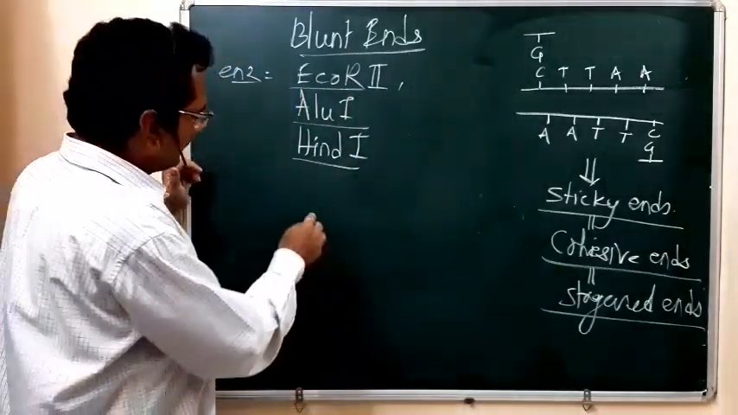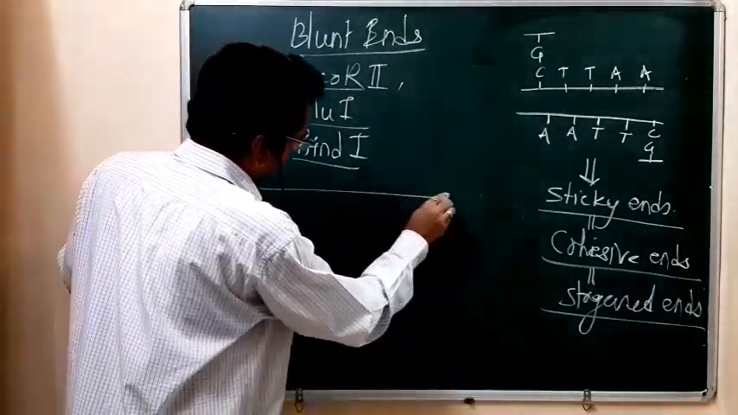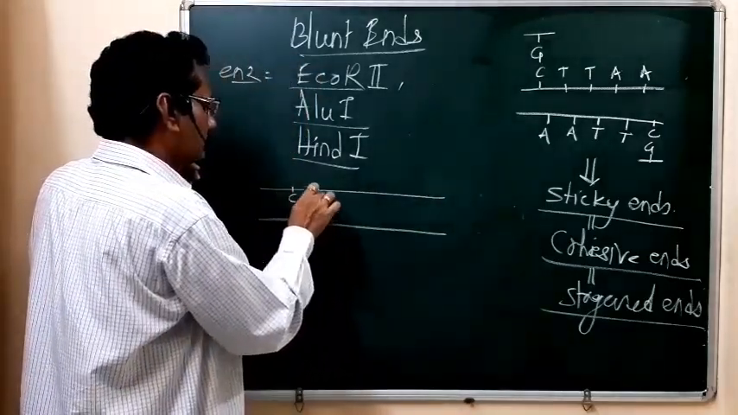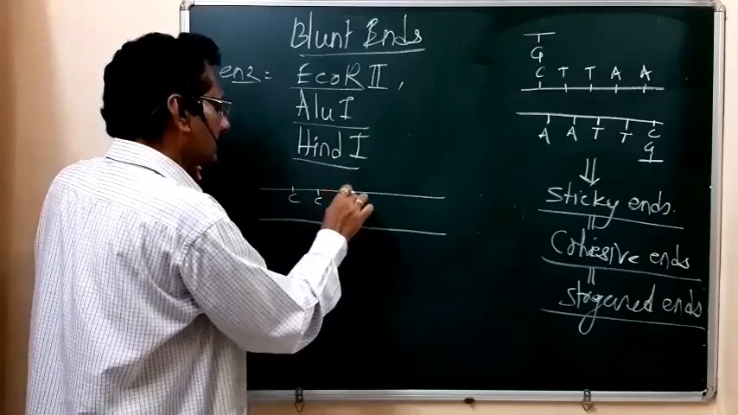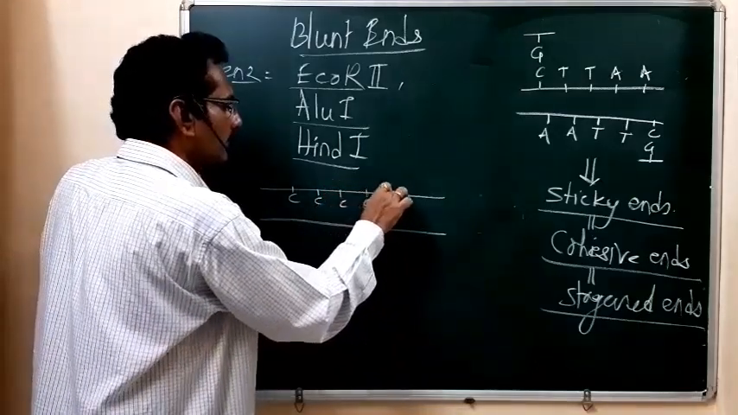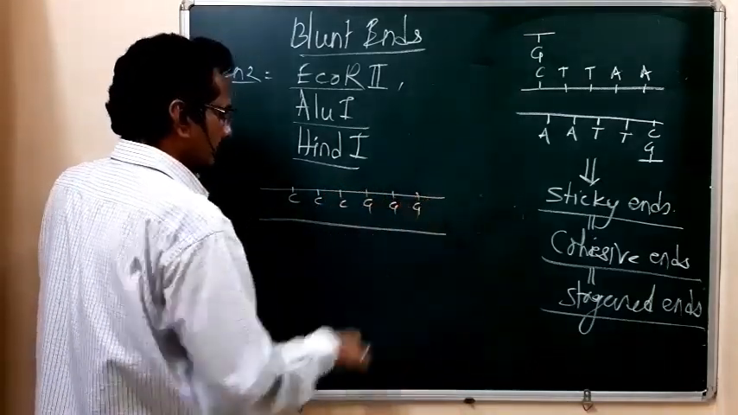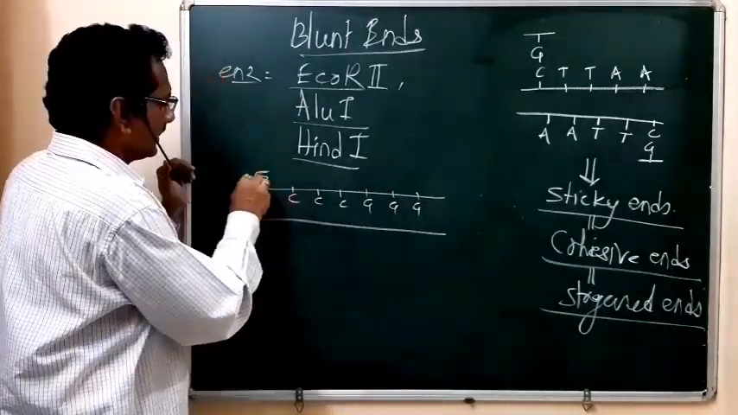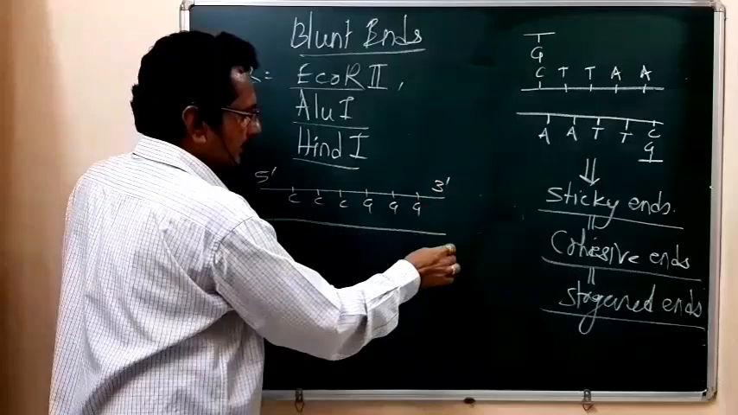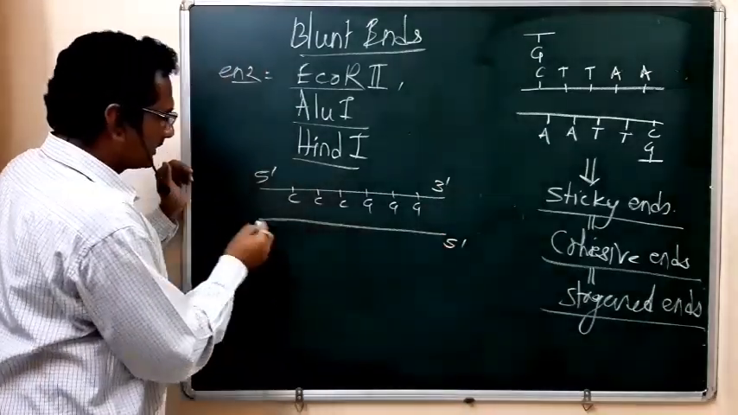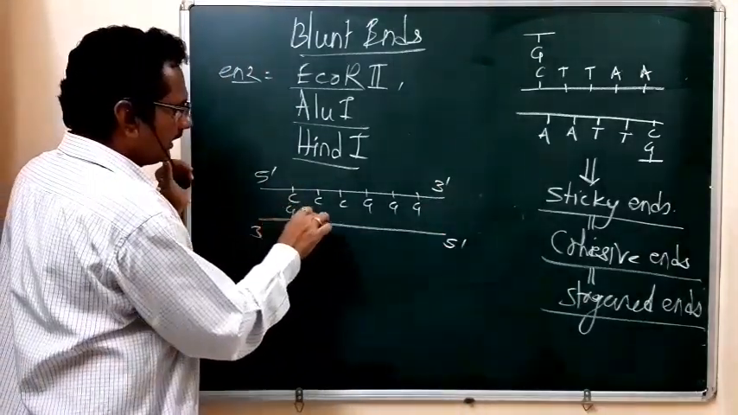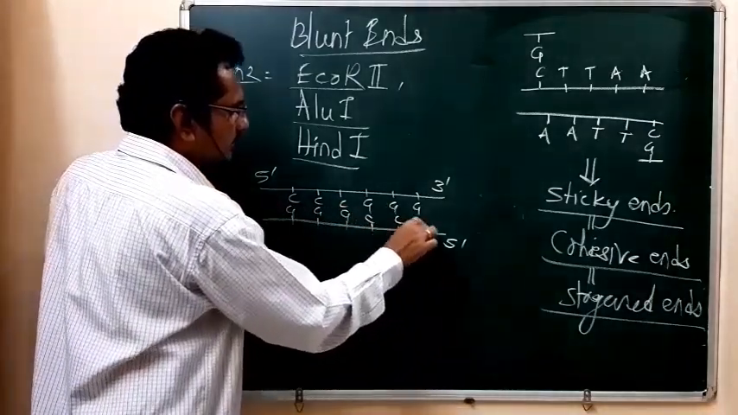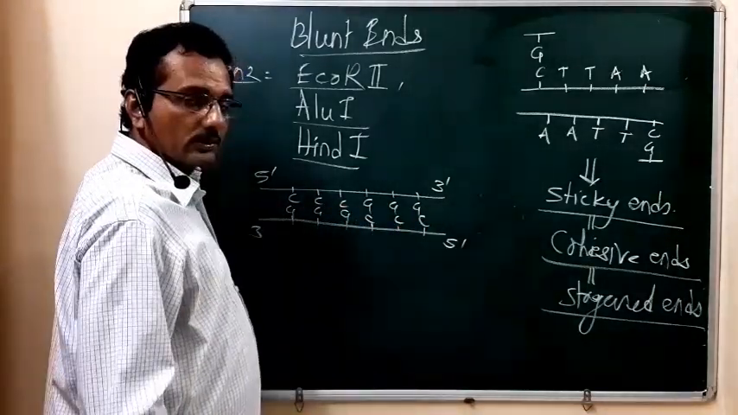So suppose this is the DNA molecule as usual, and suppose these are cytosine, cytosine, cytosine, and this is guanine, guanine, guanine. Then what is the nucleotide pair on the corresponding strand? Suppose this is the 5' end and this is the 3' end. Then here it is guanine, guanine, guanine, and here cytosine, cytosine, cytosine.